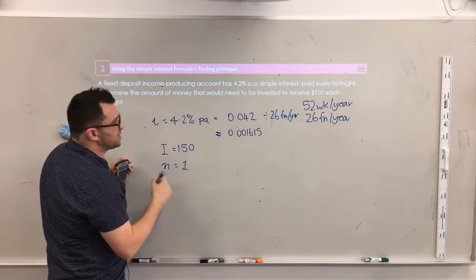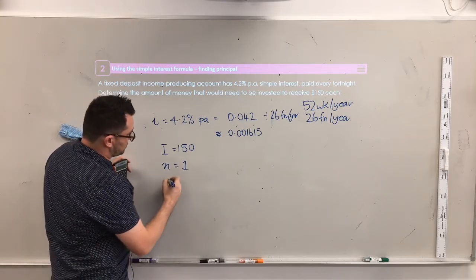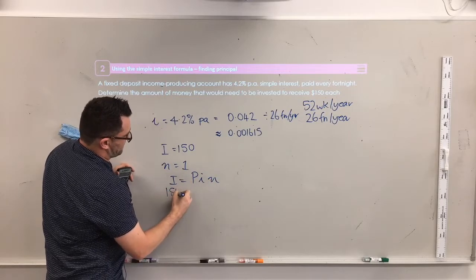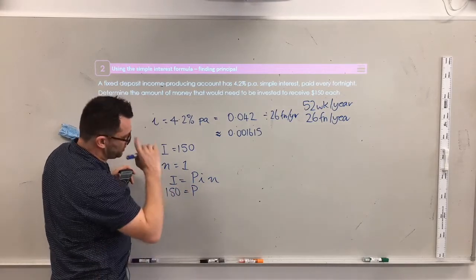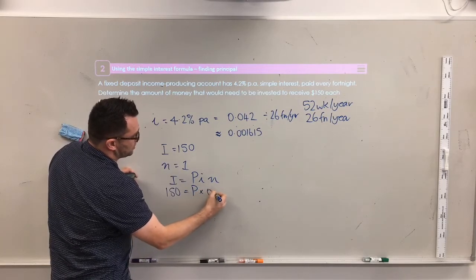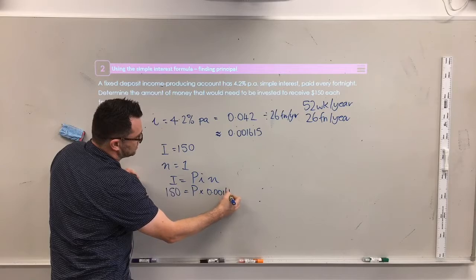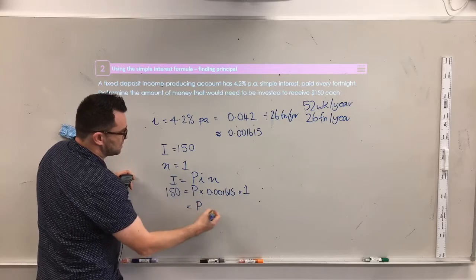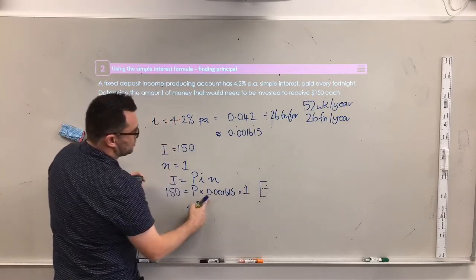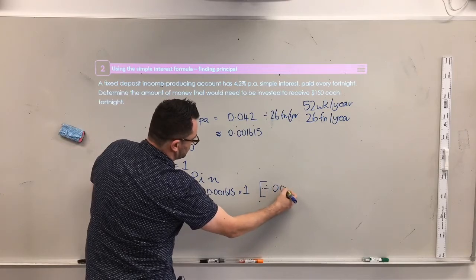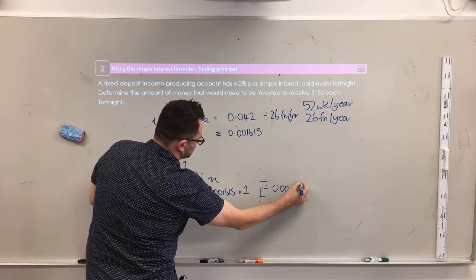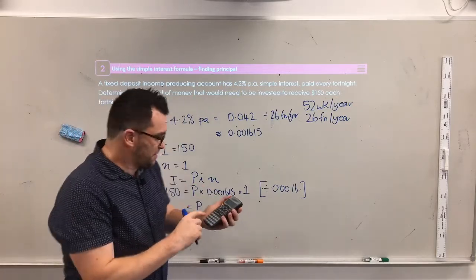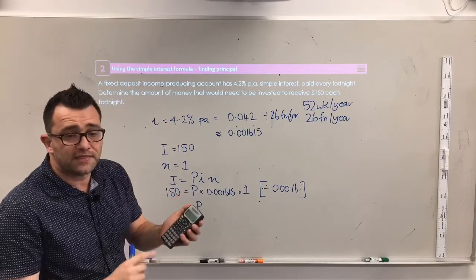So therefore, we can just substitute all of our values in. So we've got I equals PIN. The 150 equals P, which we don't know, multiplied by 0.001615, multiplied by 1. And all we need to do is divide by our 0.0016. So on this side here, on my calculator, I'm going to type 150 divided by, and then I'm just going to go answer.